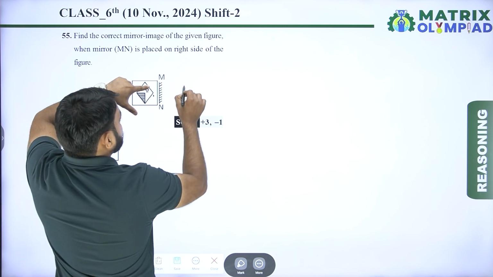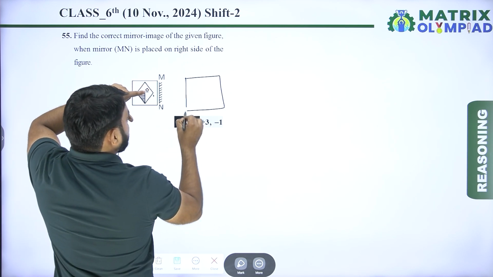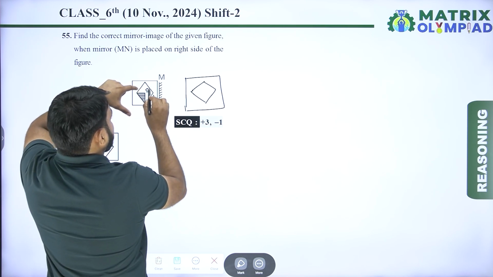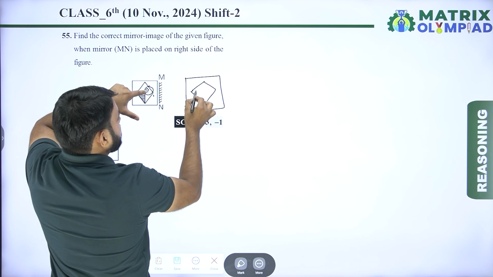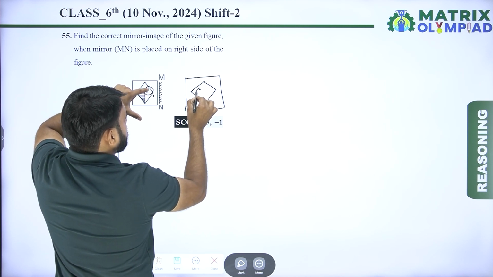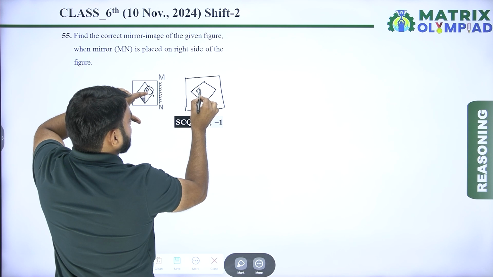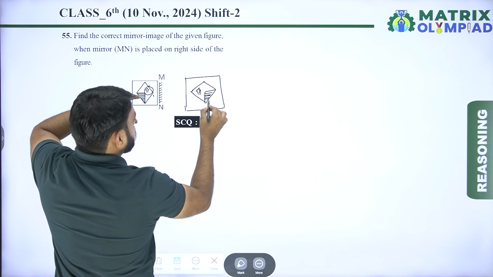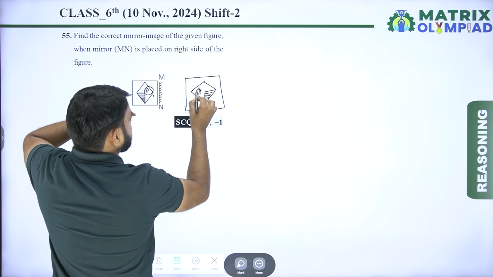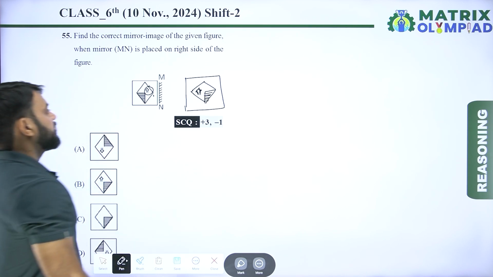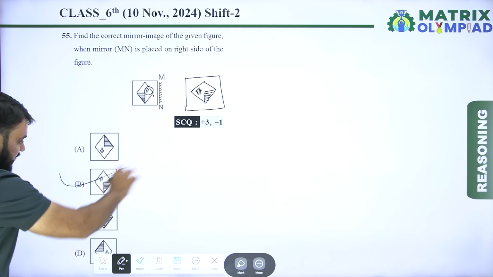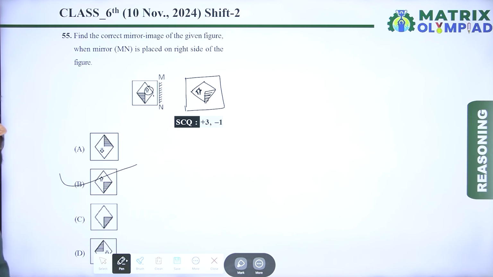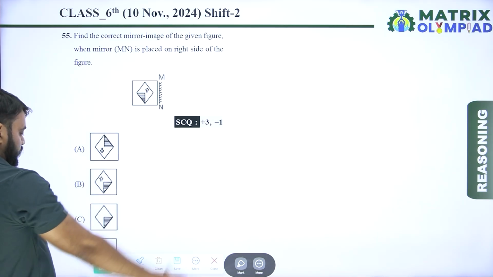So the mirror image of this figure looks something like this, and this part is near to the mirror, so it will remain near to the mirror. And the mirror image of this part will look something like this. This is the correct mirror image of the given figure. So here B is the correct mirror image, so option B is the correct answer of this question. Let's move on to the next question.